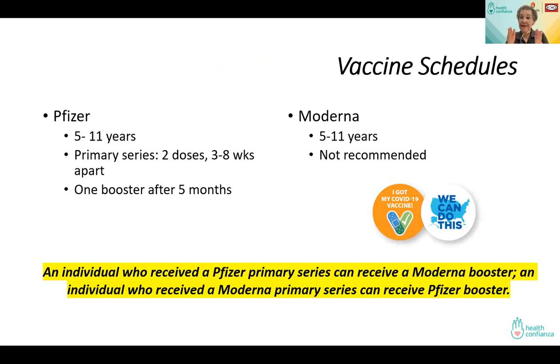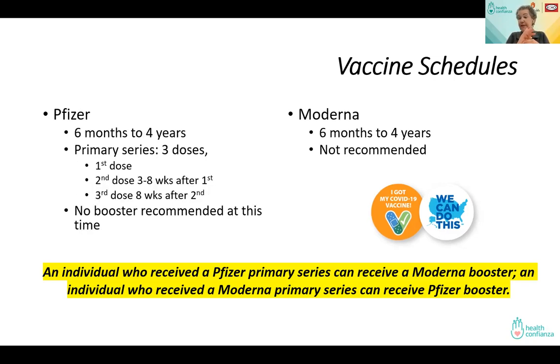And then we go even younger. We're looking at 5 to 11 years of age. Moderna, there's no recommendation for that, but there is for the Pfizer vaccine. And again, you're going to see that primary series. And in this age group, 1 booster after 5 months. Next slide.